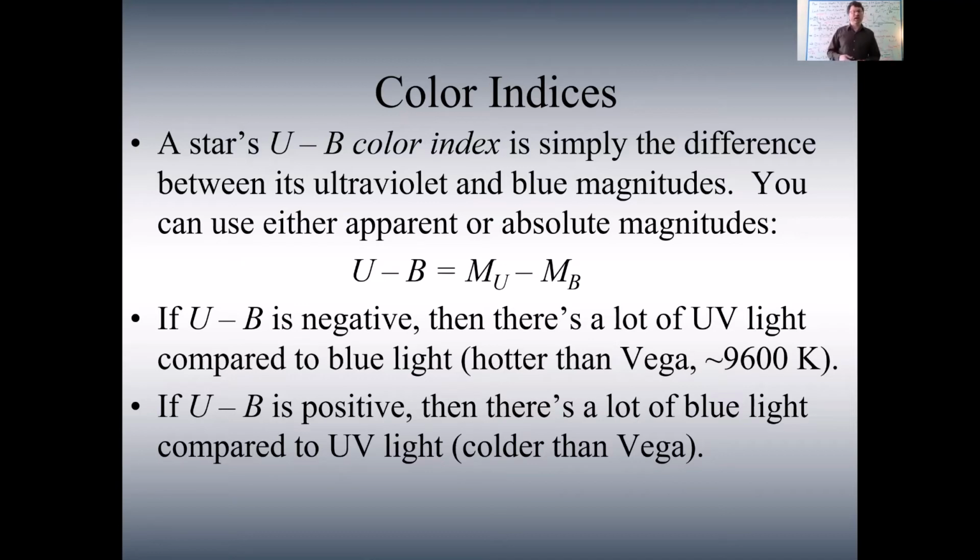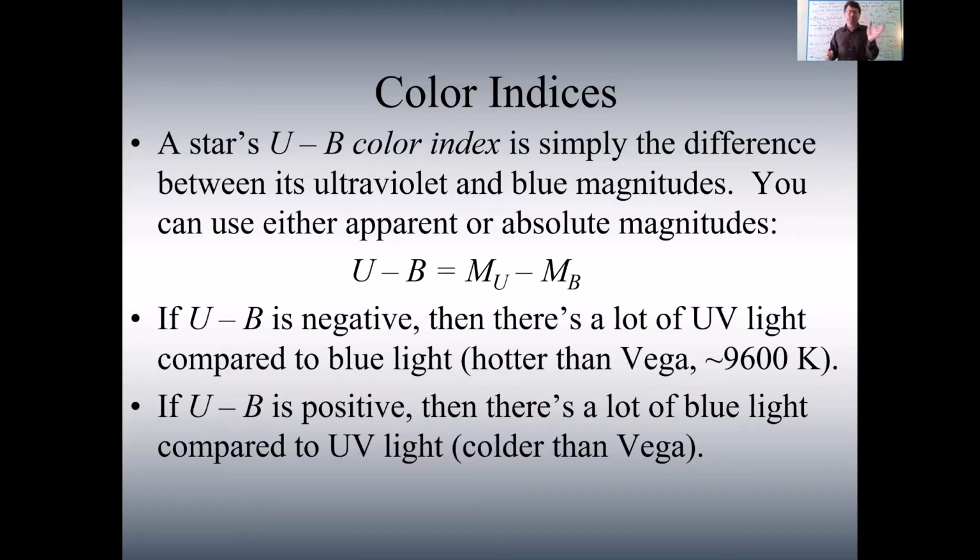So an example of a color index would be U minus B. You get the apparent magnitude in the U filter, you subtract from that the apparent magnitude in the B filter. That's the color index U minus B, one number minus another number. As long as you measure the object in the two filters from the same distance, which you would always do, you would get the same difference.